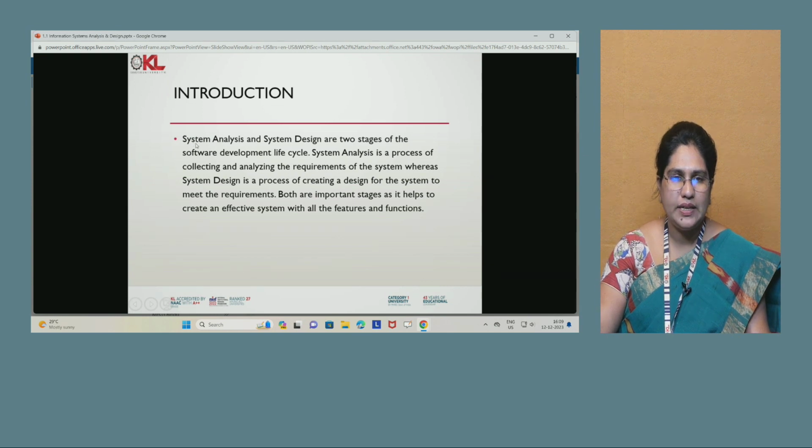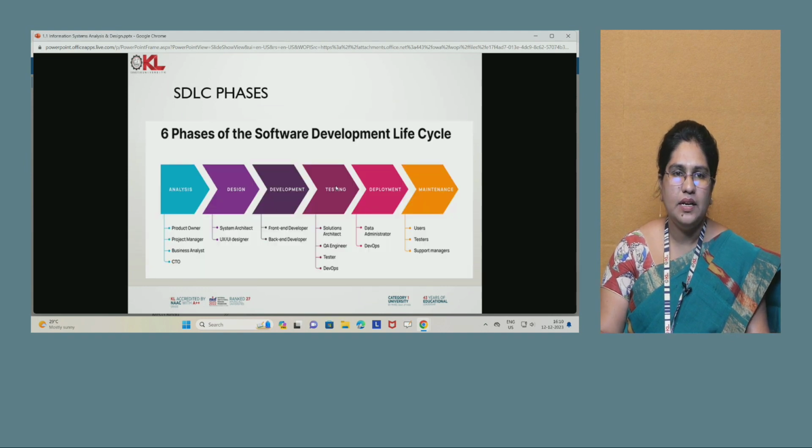In this section, we understood that system analysis is required for collecting and analyzing the requirements, whereas system design creates the design of the particular system to meet the requirements. In the first stage, we collect the data and that data will be analyzed, and in the second stage we create the design. So as of now, it is clear. As I told you initially, we are going to discuss only two stages now, and we will discuss the remaining stages later, as we have 6 phases.